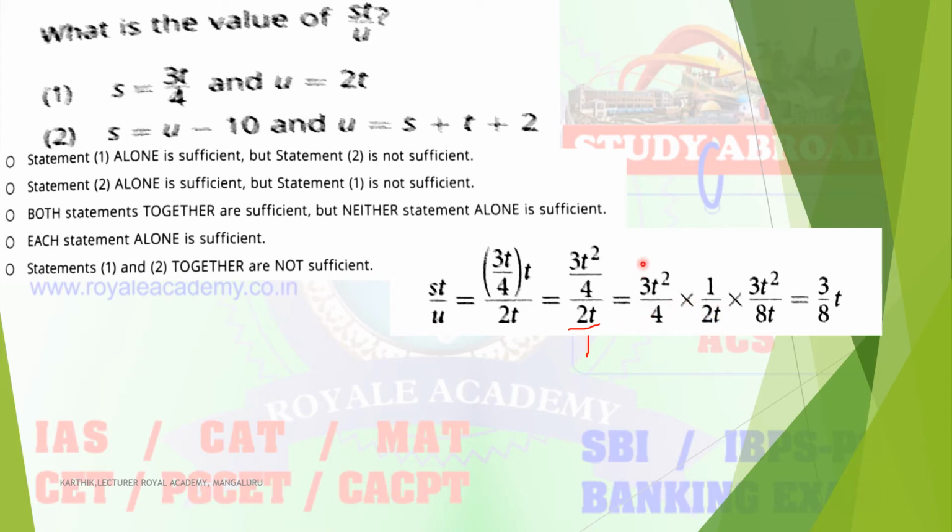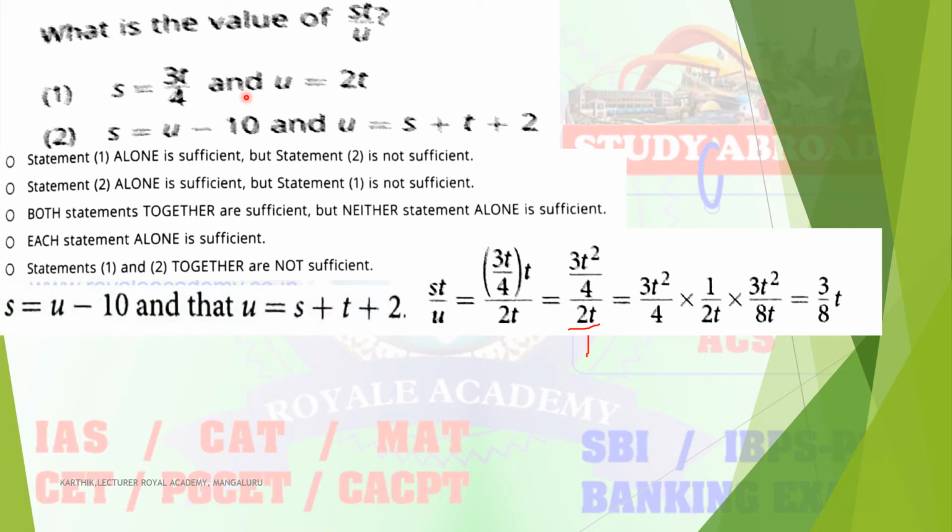So the t's cancel each other. Then 4 times 2 is 8, giving 8t and 3t square. The t's cancel and the remaining thing is 3t by 8. But t is remaining, so you can't find out the answer. Why? Because we don't know the value of t from the first statement. So from the first statement alone you can't find out the answer of st divided by u.